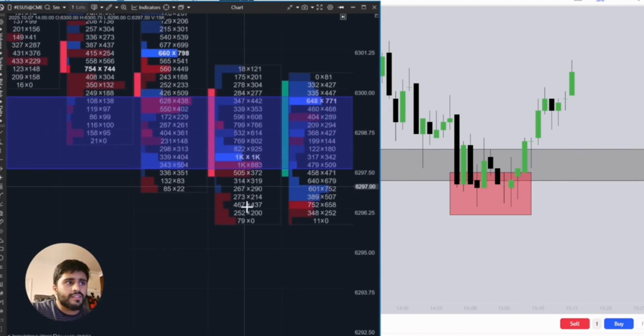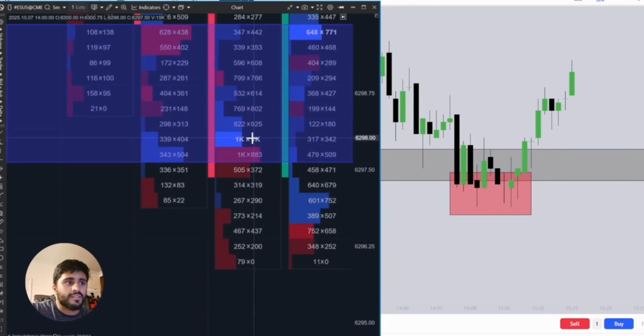So let's take a look at this candle, right? I want traders to understand this kind of candle here, this row over here. We see 1K for 883. So what does this mean from a fair value gap perspective? Or what does it mean from a buyers and sellers perspective? So 1K means that there were 1,000 market participants hitting the bid.